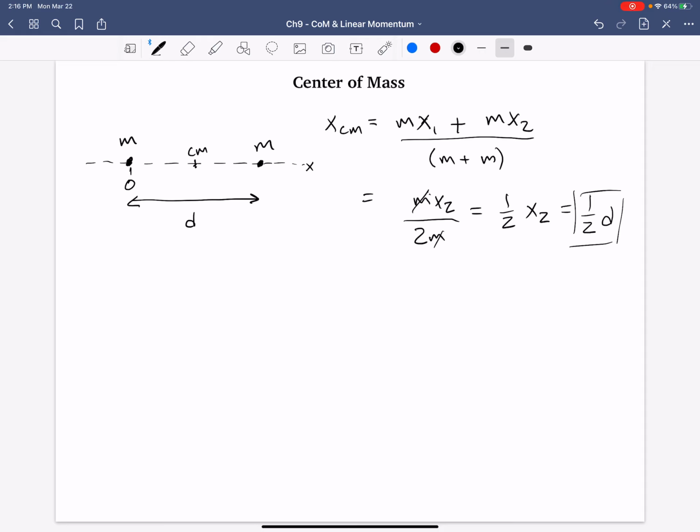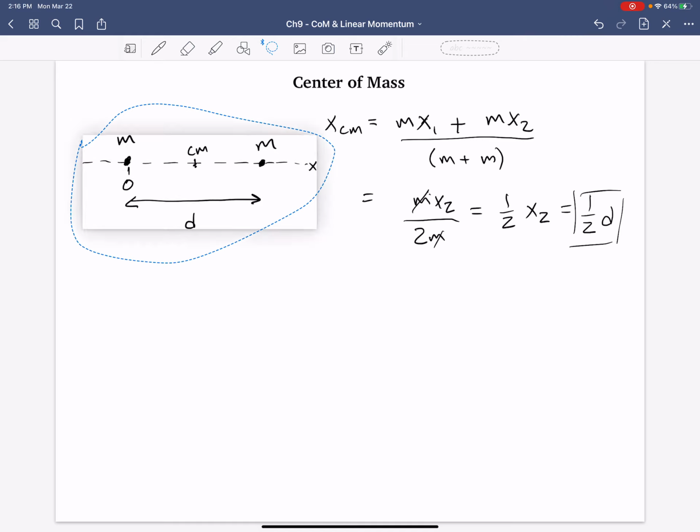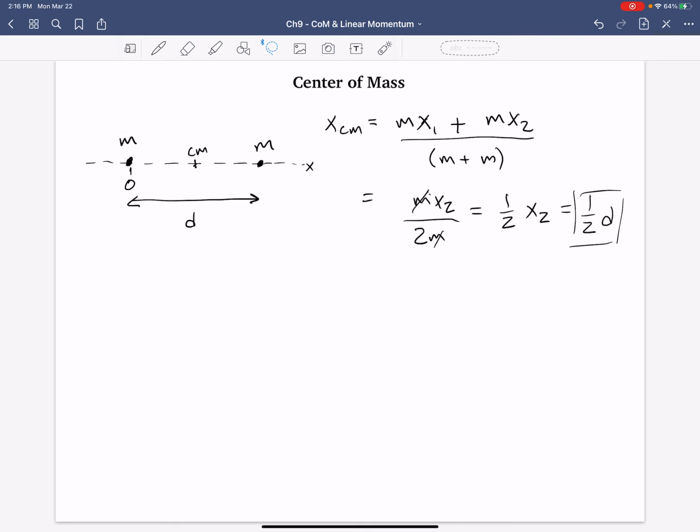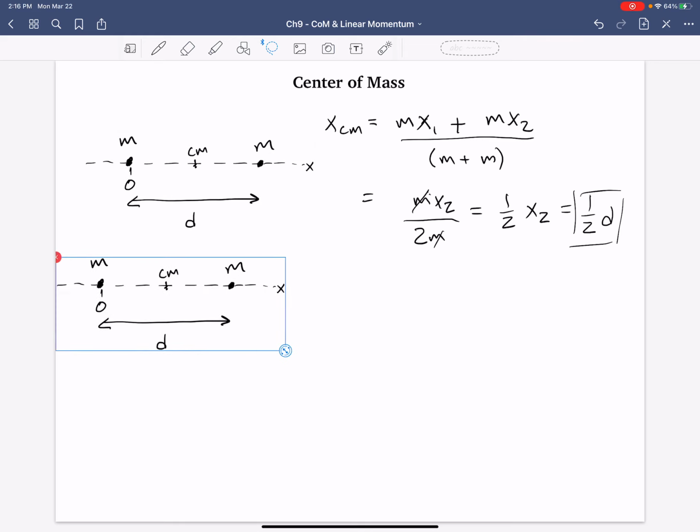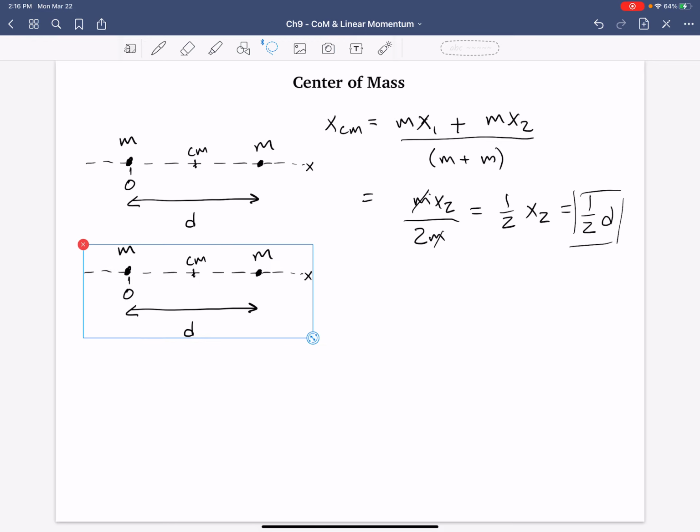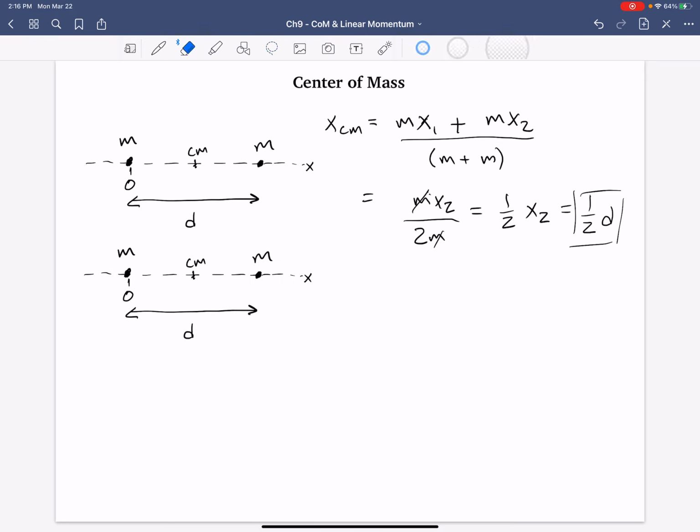Let's do it again. So let me do something real quick. Copy. Haha, I love that feature. Okay, let's line it up again. And now, instead of putting 0 there, let's put 0 at the position of the right mass. So that's 0. We're only worried about distance in this case.